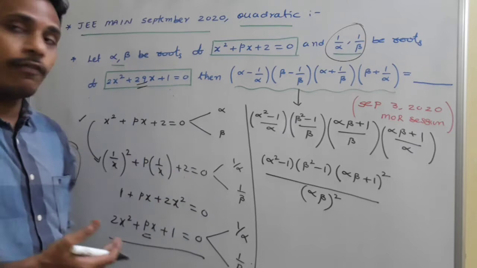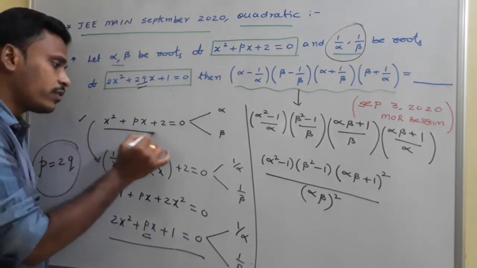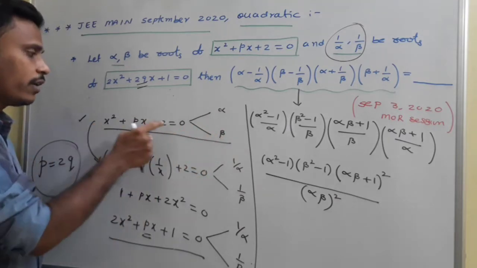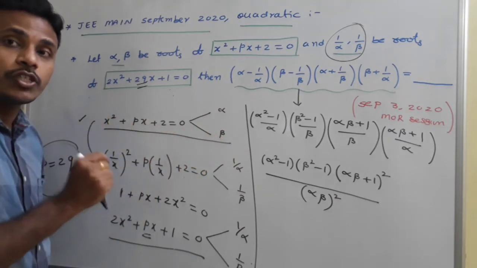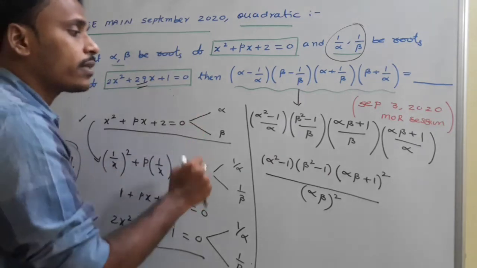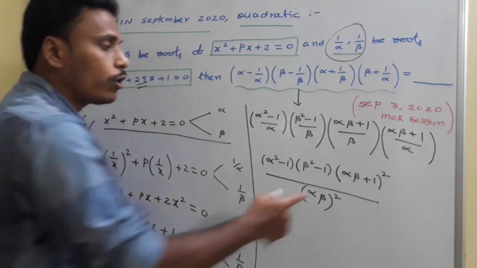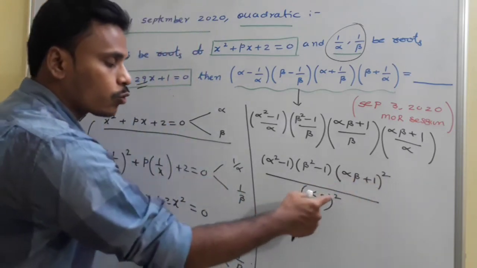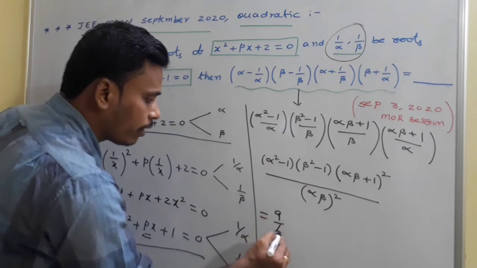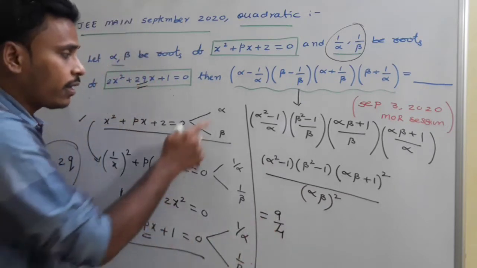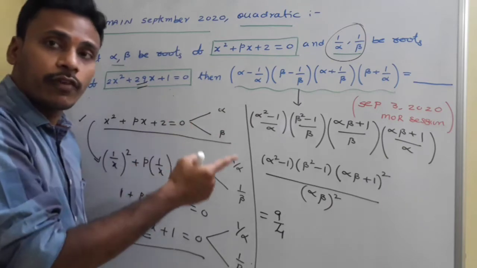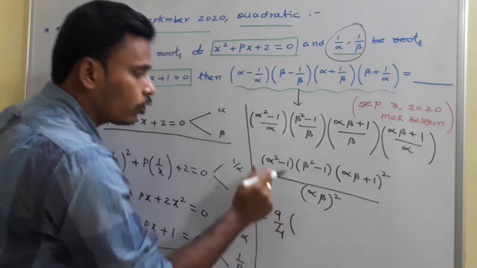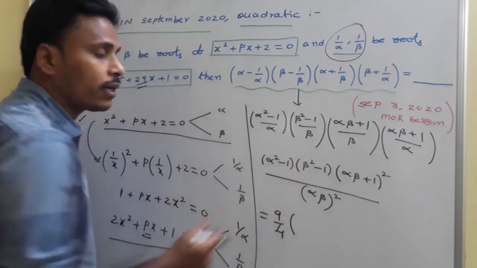But what is alpha beta? See, just look there. For this equation, the roots are alpha and beta. So we know product of the roots is C by A, which is 2. Alpha into beta is 2. It is very clear. Right? So replace alpha into beta with 2. When you replace alpha beta with 2, 2 plus 1, 3, 3 square is 9, and here 2 square is 4. Directly we have that 9 by 4. Okay? Directly I am writing, since the product is 2, replace alpha into beta with 2. This is 3 square 9 and this is 2 square 4. 9 by 4 into alpha square minus 1 into beta square minus 1.